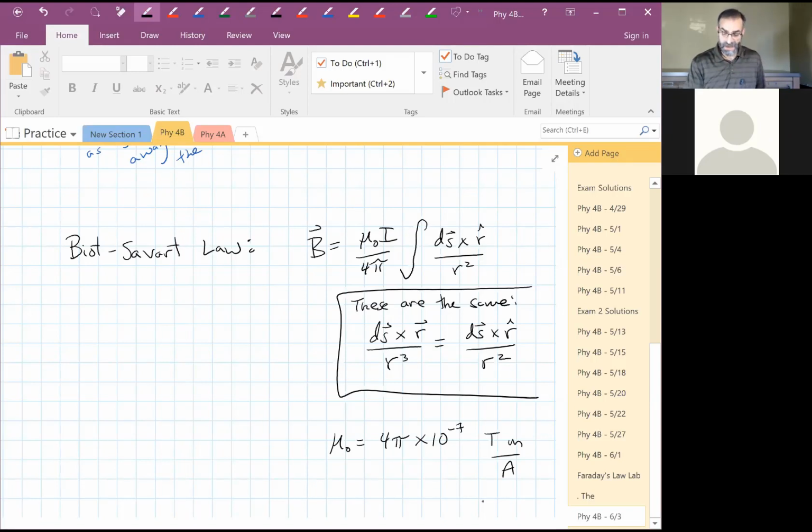And I think you found mu naught, if I'm not mistaken, when you did the magnetic field of a solenoid. For the magnetic field of a solenoid, what was it proportional to? The number of turns, and it was proportional to the current, and inversely proportional to the length, and there was some constant out in front. That constant was mu naught, 4 pi times 10 to the minus 7.